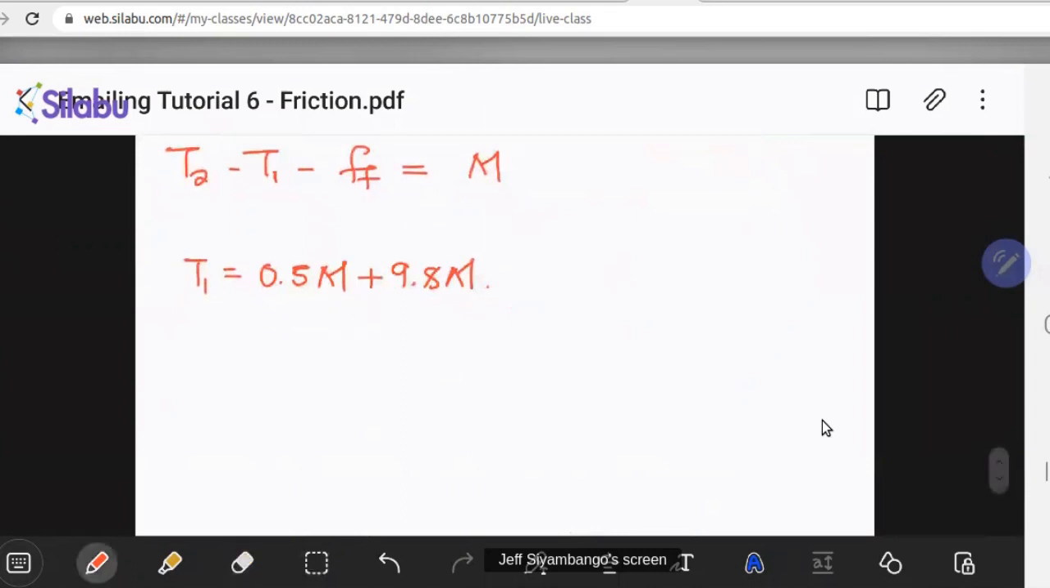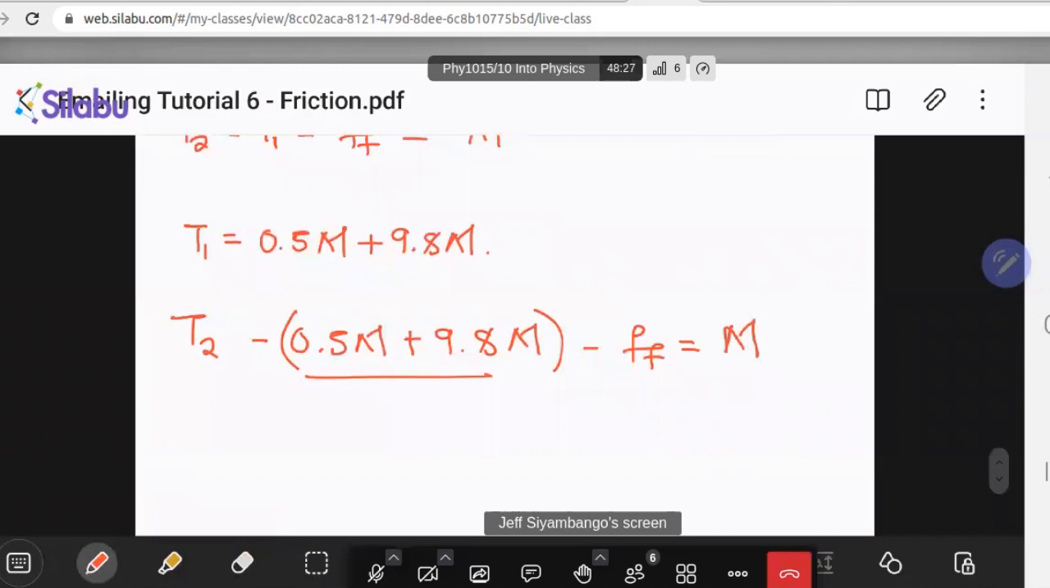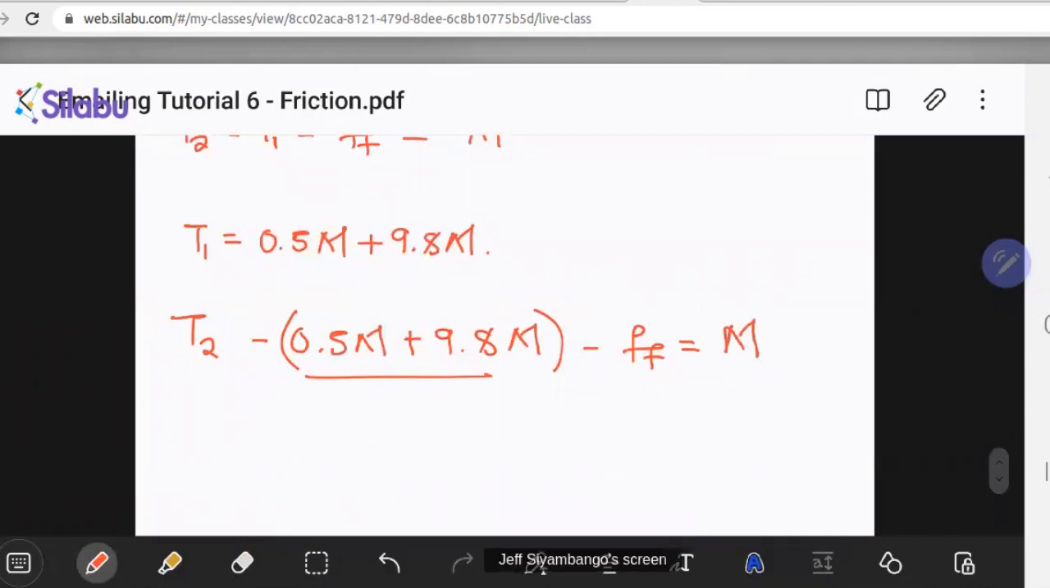I'll have T2. Where is T1? I'll put minus 0.5 m plus 9.8 m. In fact, these two can actually add up. This is equal to m. So what are we going to get there? So we have 9.8, then plus 0.5.